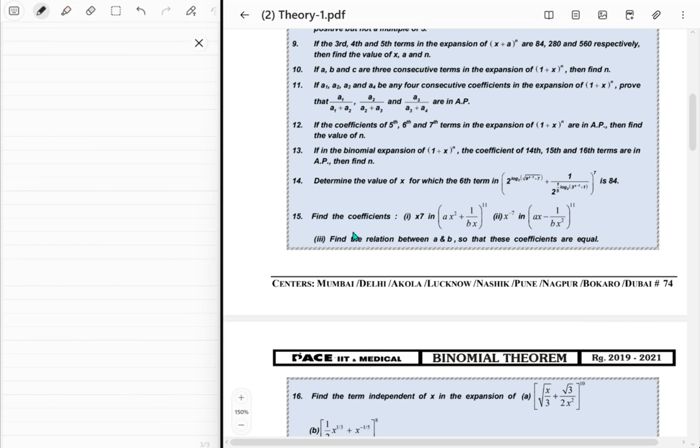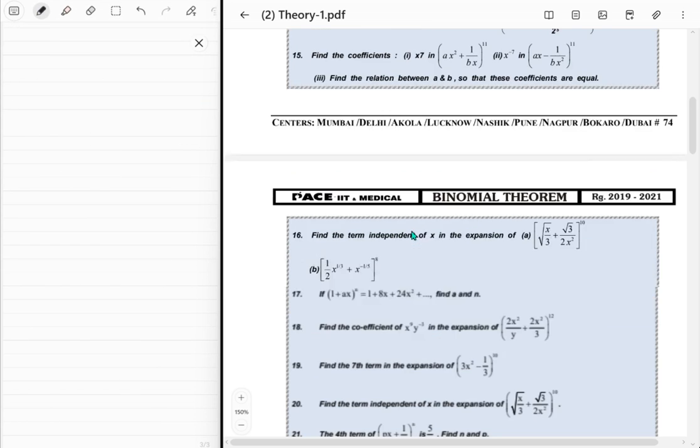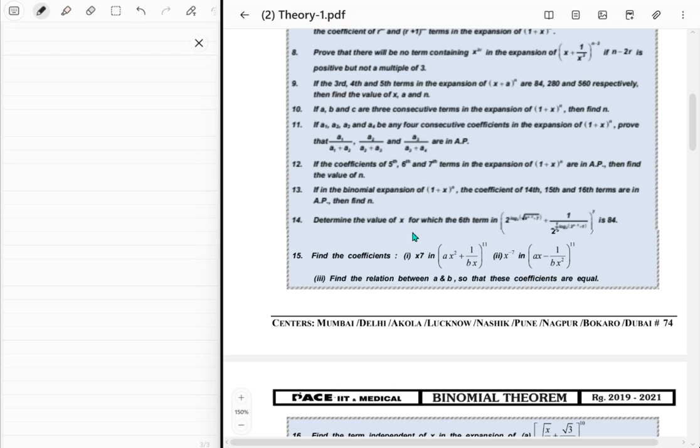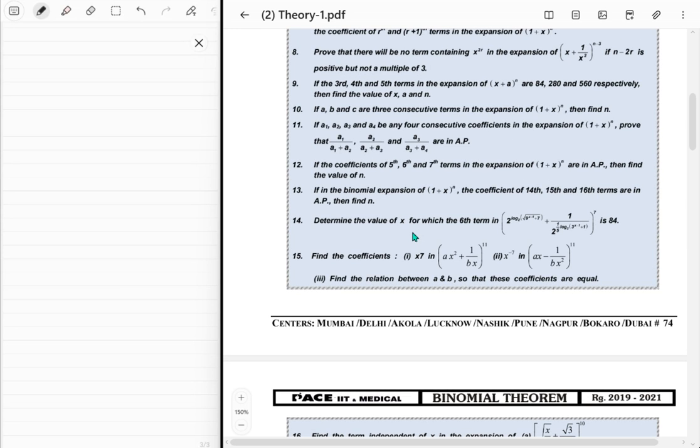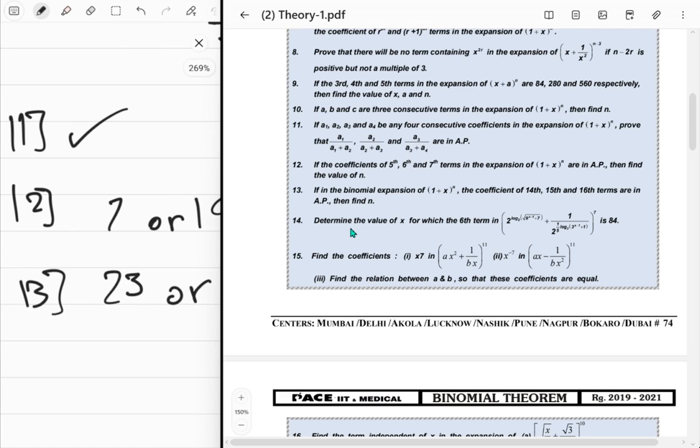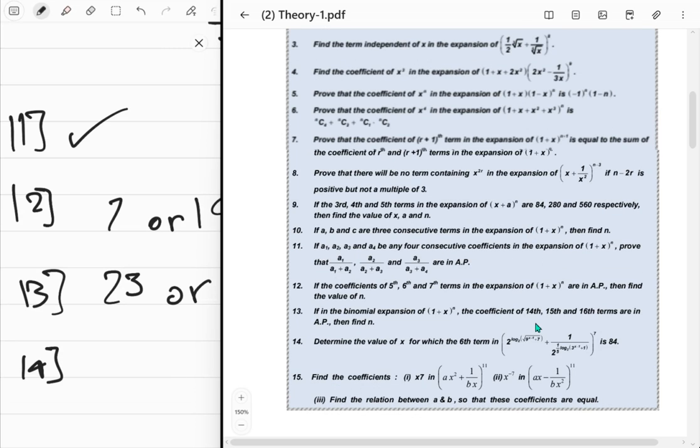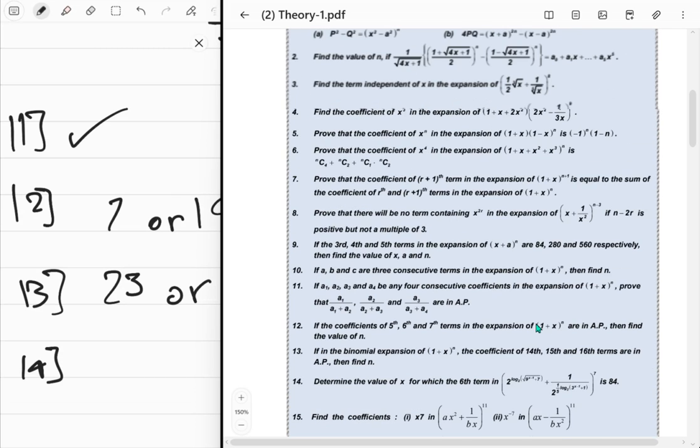Next, 14th, determine the value of, how long is this? Oh god, this is really long. Okay, let's keep going. 14th, determine the value of x for which the sixth term in this guy is 1. This is just really, so this one of 7. What's this, log base 2? Oh come on, where is it going now?